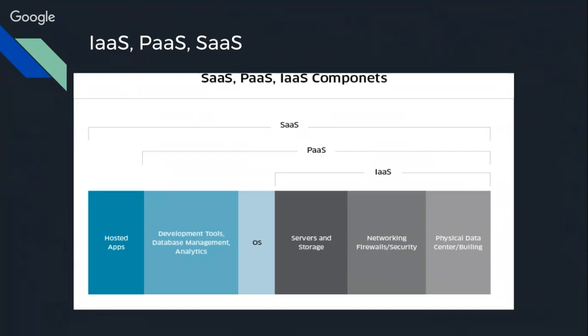Starting with software as a service, businesses can subscribe to an application it uses on the internet, which really means that they can rent anything they might need for cloud computing. The next step down is platform as a service, and it's similar to software as a service, but leaves out hosted apps. Then finally, we're left with infrastructure as a service, and this is simply servers, storage, firewalls for security, and a physical data storage center.